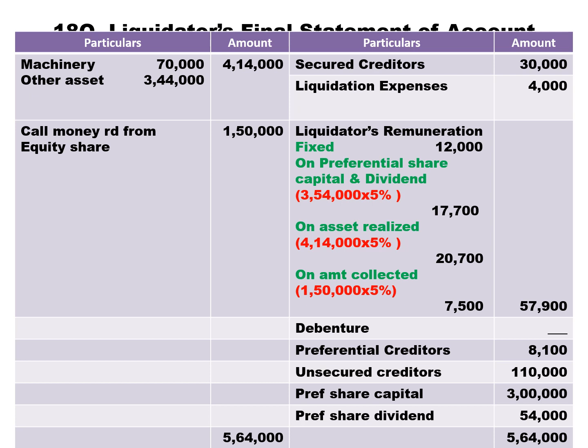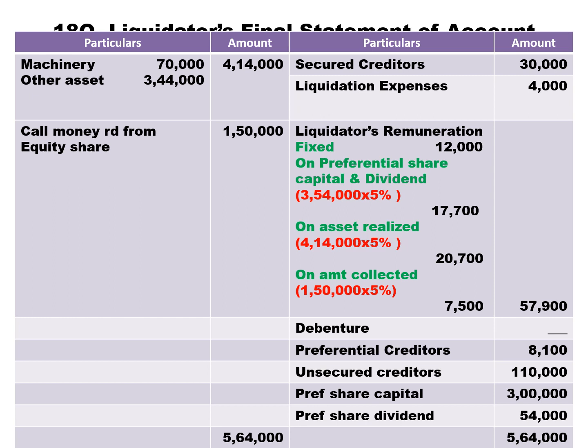So for the time being, only 3 remunerations are calculated. What are they? Fixed, it's 12,000. On preference dividend and capital 54,000 into 5%. On assets realized 4,14,000 into 5%, 20,700. So we have calculated only for 3. Last one, keep it pending.